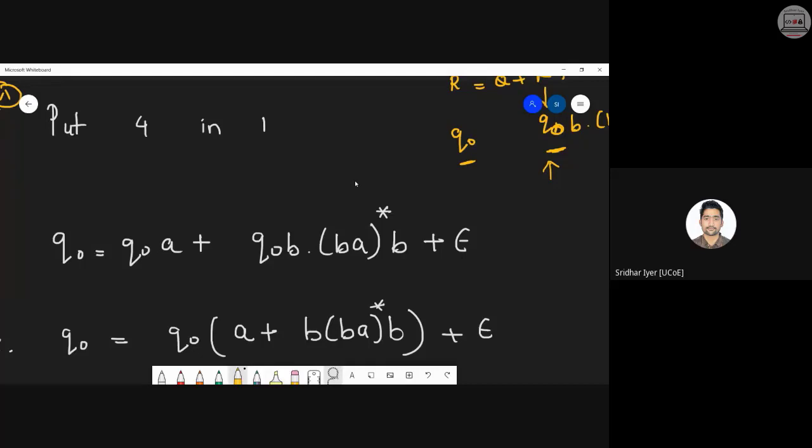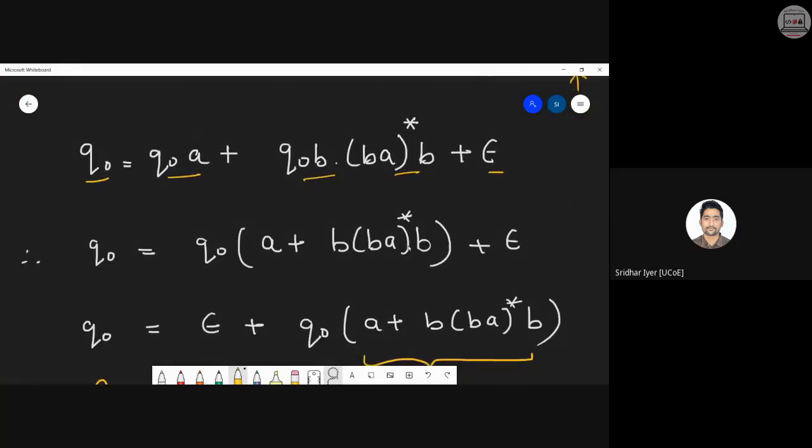What about others? Only 2 people have answered. If you did not understand, kindly let me know. Clear. Okay, so basically in the first equation we have substituted the value of the fourth equation. So we got something like this: Q0A, Q0A, Q0B. Over here you can see everything is in terms of Q0 plus that epsilon. So I can take Q0 common, and if I take Q0 common, it simply becomes A plus B dot BA closure dot B plus epsilon.